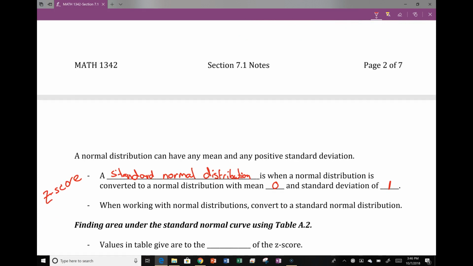In the coming videos, we're going to be looking at table A2. So if you have not had a chance, I would go ahead and get a copy of table A2. This is going to help us look up those probabilities. So go ahead and get a copy of that, and then we'll look at this in the next video.